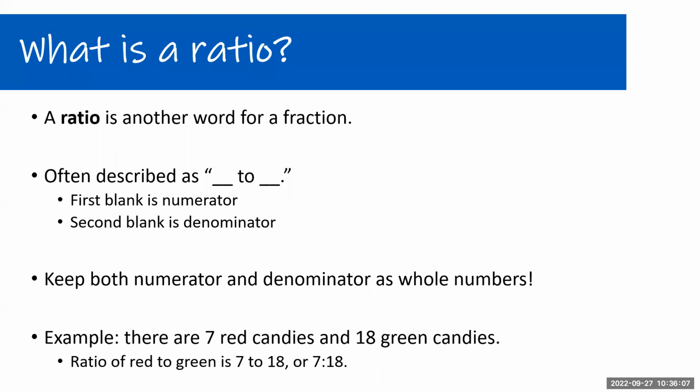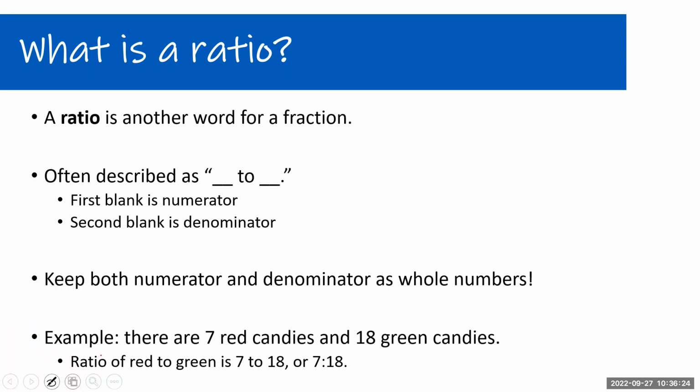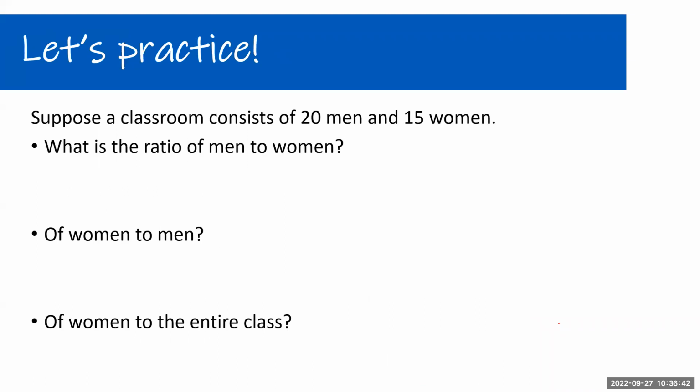For example, if we have 7 red candies and 18 green candies in a dish, then the ratio of red to green is just 7 to 18, or the way that we often mathematically represent this is 7 with a colon 18. You could also represent this, let me turn the pen on, as 7 over 18. So all of these are equivalent ways to write a ratio. Remember, it's just a fraction.